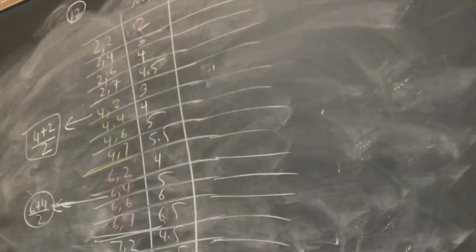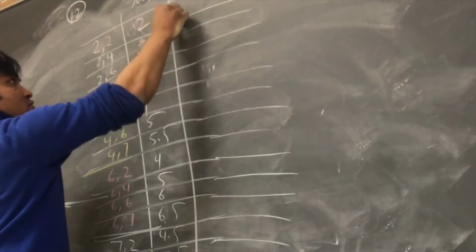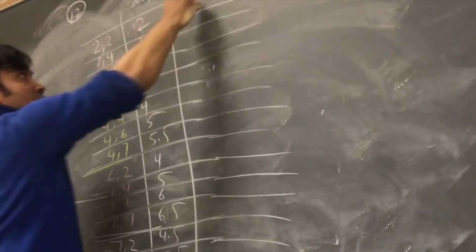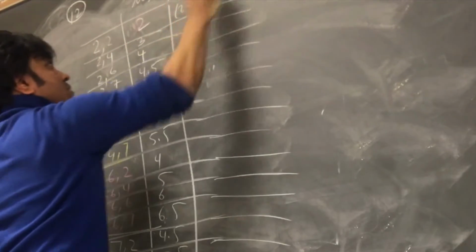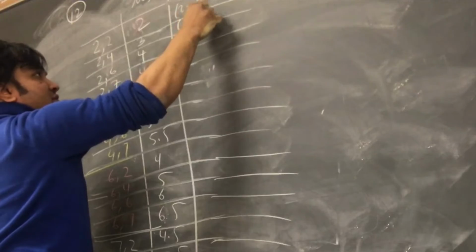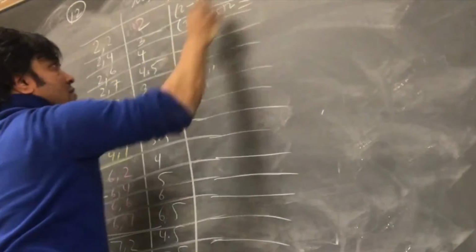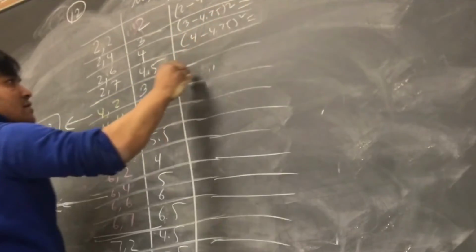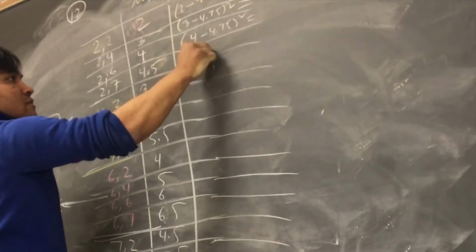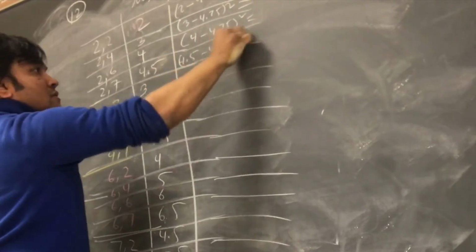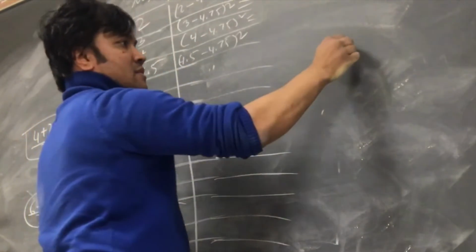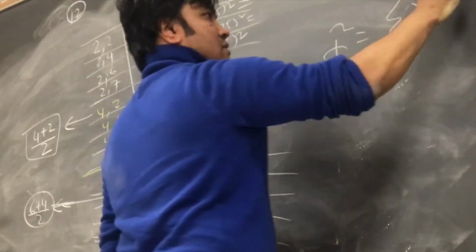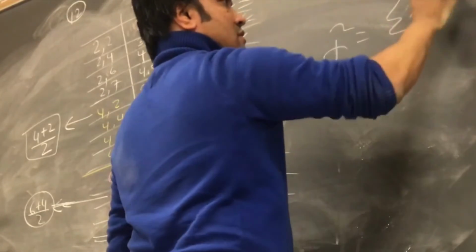Oh, I erased the mean, but you know what the mean is? 4.75. So 2 minus 4.75 squared, 3 minus 4.75 squared, 4 minus 4.75 squared. What you're doing now is basically subtracting the mean. I'm using this formula: x minus the mean, divided by the deviation.